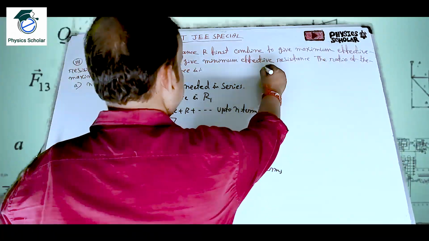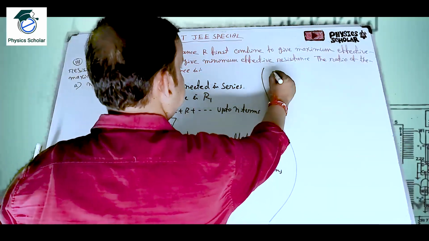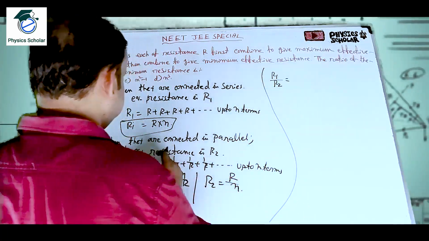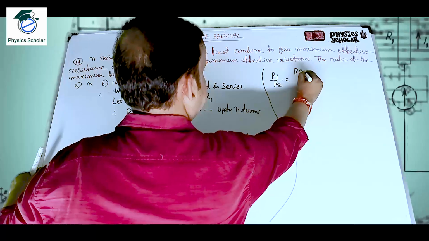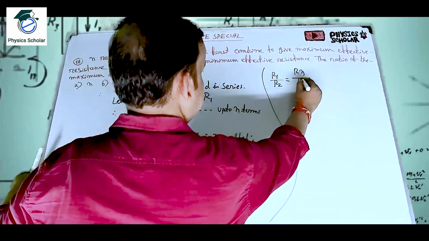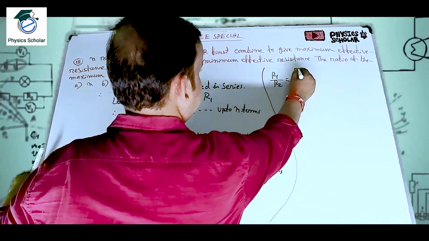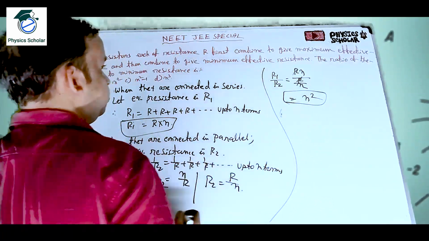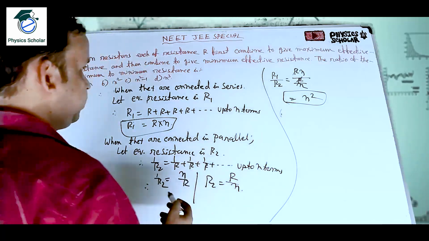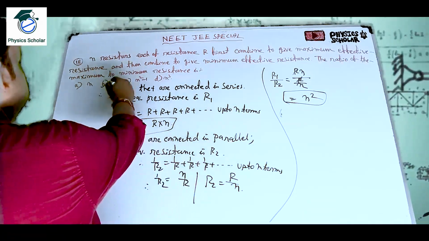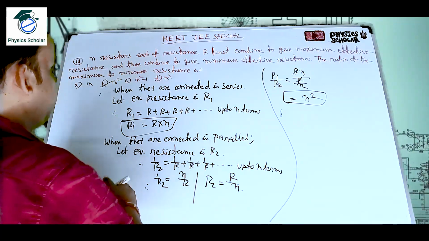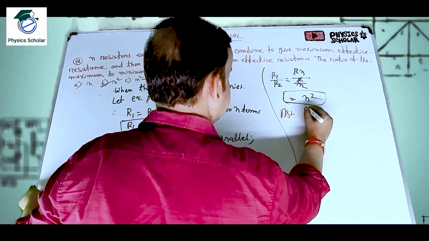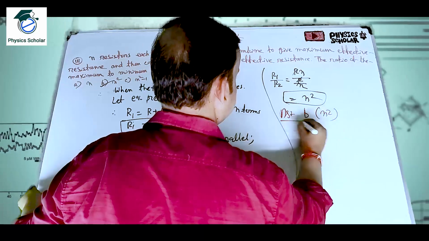Clear? So now maximum to minimum. That means R1 divided by R2 is equal to R into n, Rn, divided by R by n. Clear? So this will be cancelled, n square. That is the ratio of the maximum and minimum resistance of the combination. So which option is correct? Option B, and the option is n square. So this option is correct.